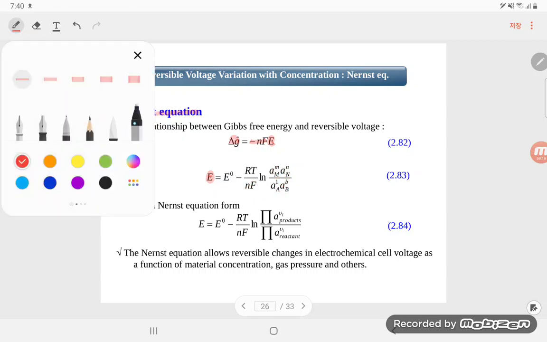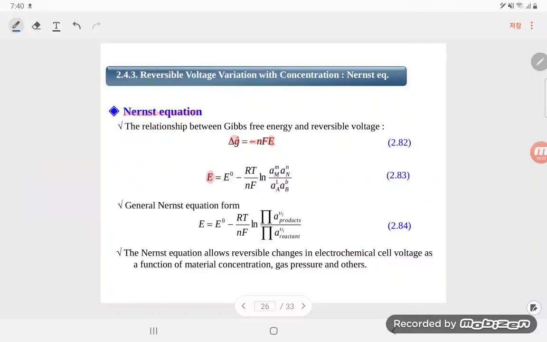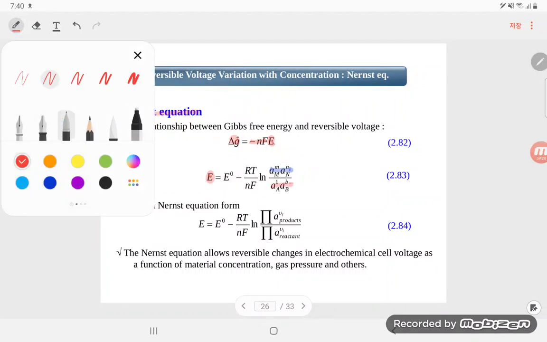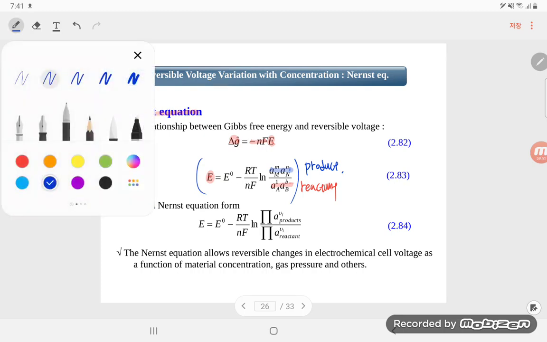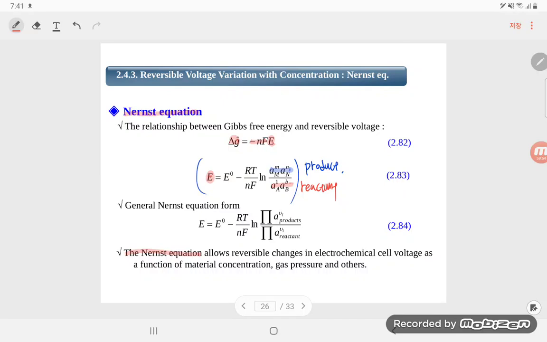Okay, remember that this is the product and this is the reactant, okay? Product, reactant. This is the Nernst equation. So the Nernst equation allows reversible changes in electrochemical cell voltage as a function of material concentration, gas pressure, and others. The Nernst equation is related to material concentration and gas pressure.